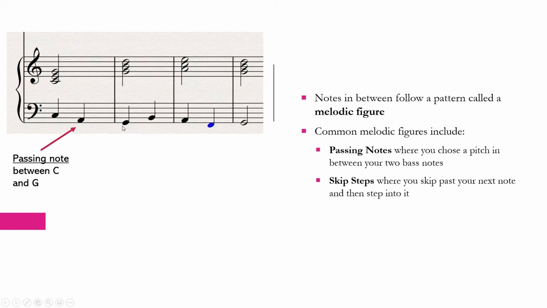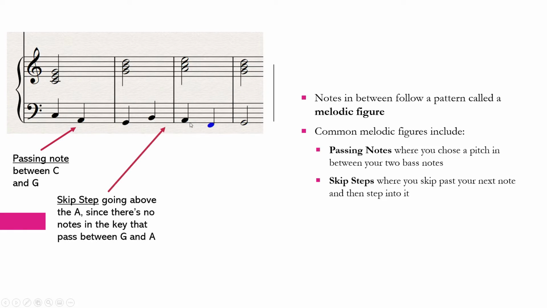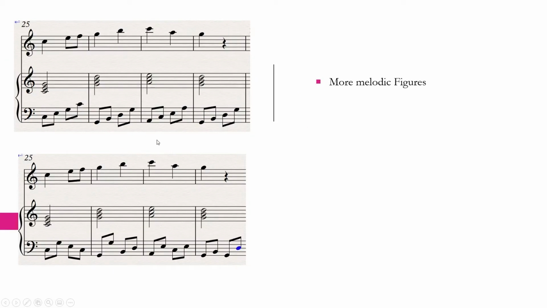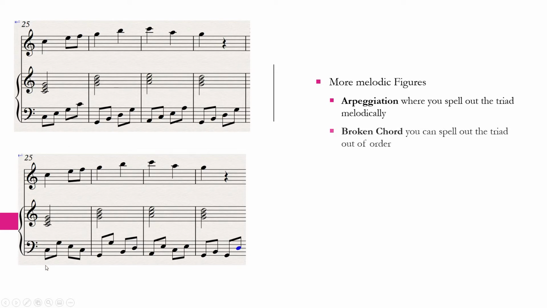We also have skip steps where we skip up a certain amount and then step back down towards our next bass note. So we've got two of those in this example. We also looked at how to use arpeggiation, which is just breaking up a triad melodically so that it flows in a single direction, and broken chords where we take that same triad and put it out in whatever order we please.